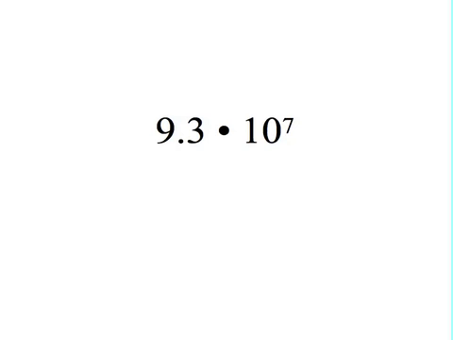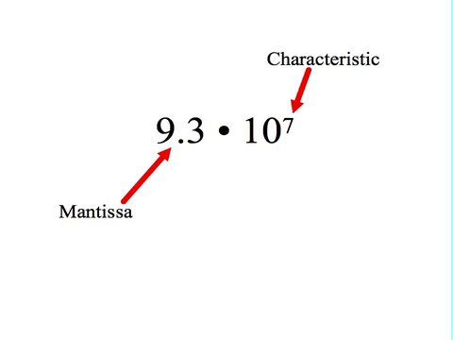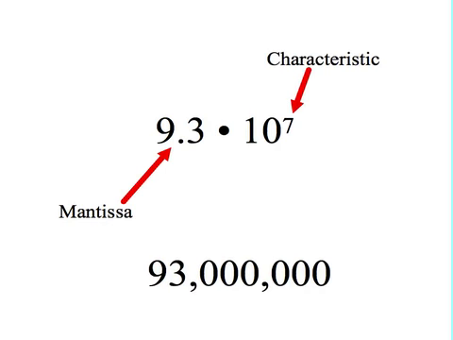The 9.3 is greater than or equal to 1, but it's less than 10. And the 10 to the 7th power is an integral power of 10 because 7 is an integer. The 9.3 is called the mantissa, and the 7 is called the characteristic. When we multiply it out, we get 93 million, which happens to be an approximation often used to represent the number of miles that the Earth is from the Sun.